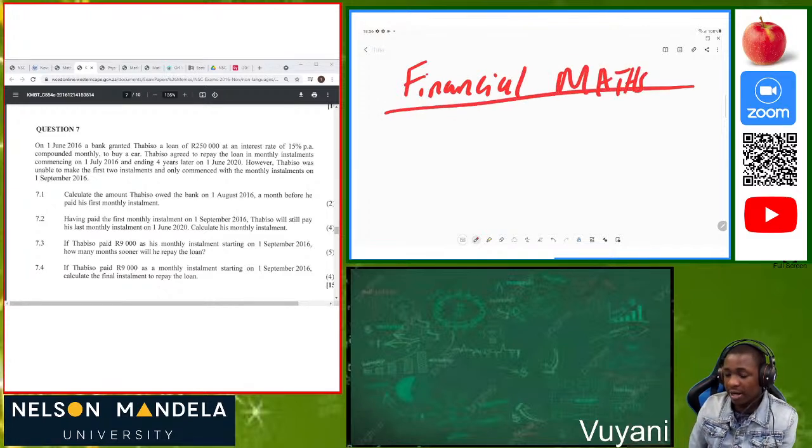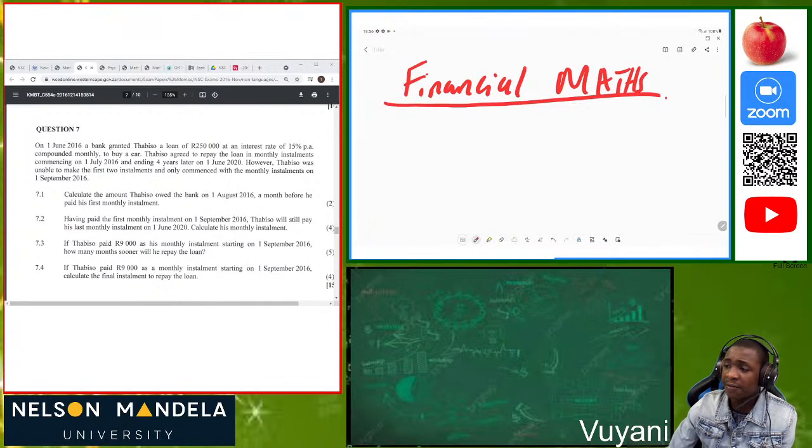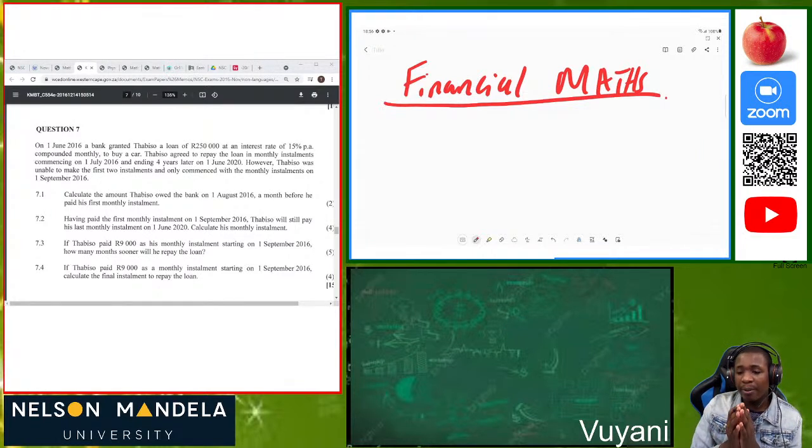I'll take it from grade 11, and we're going to write a few things which are so essential. So financial maths is basically, the basic idea behind it is for you to be able to calculate the future amount, to be able to calculate interest. It's about what happens in day-to-day lives.